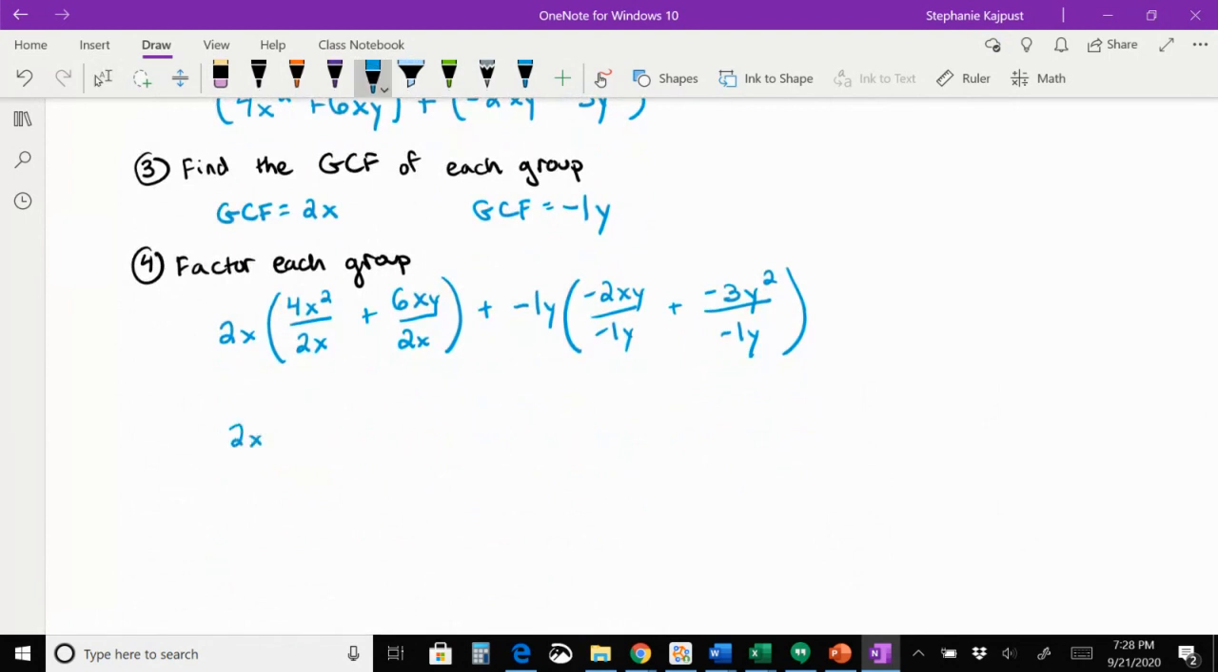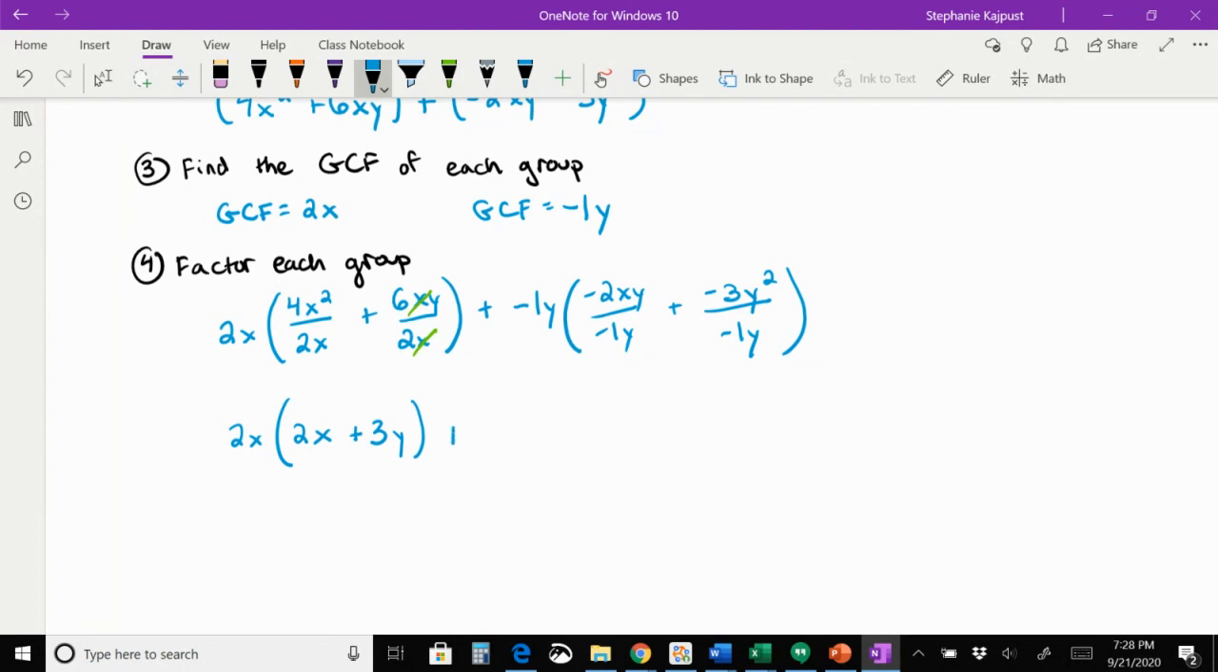So I have a 2x. Now I'm going to simplify. So in the beginning here, I have a 4x squared over 2x. 4 divided by 2 is 2. And x squared divided by x is another x. So that would be subtracting exponents, 2 minus 1. Then we have 6 divided by 2, which is 3. These x's completely cancel out. And then I have a y. So I get 2x plus 3y.